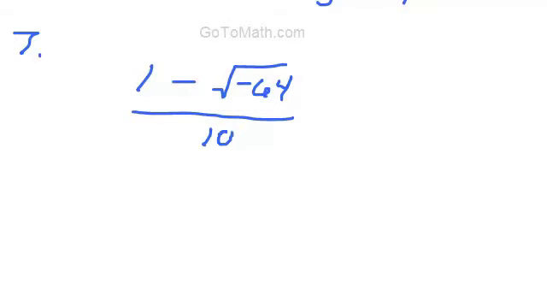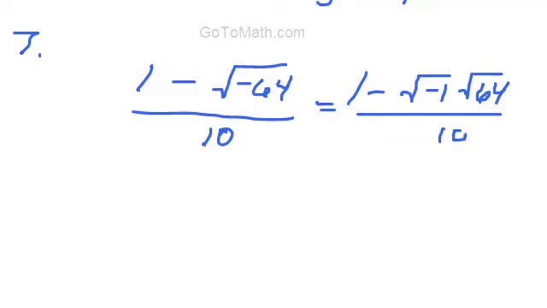All right, number 7. 1 minus the square root of negative 64 over 10. So we'll rewrite this: 1 minus the square root of negative 1 times the square root of 64 over 10 is equal to 1 minus 8i over 10.